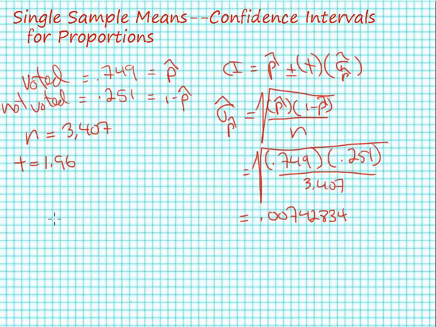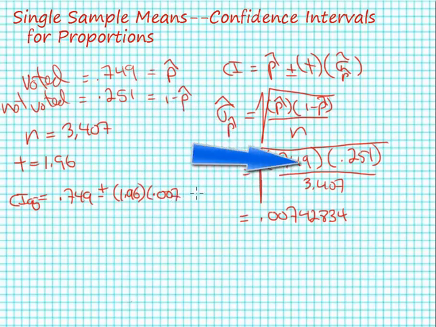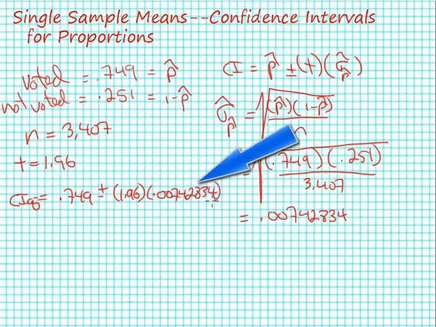Now we can go ahead and build our confidence interval. Our 95% confidence interval is going to be equal to 0.749 plus or minus 1.96 times 0.007428834. You see, I'm carrying all this precision as long as I can, and I'll round when I get to the end.